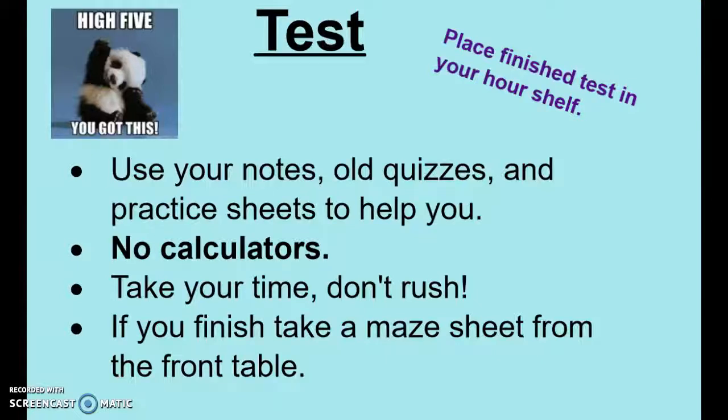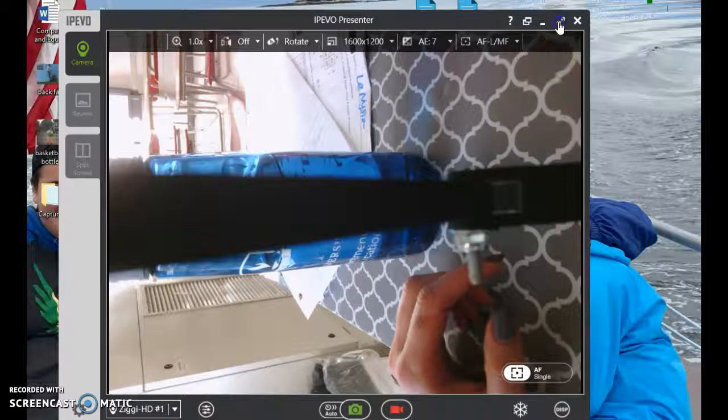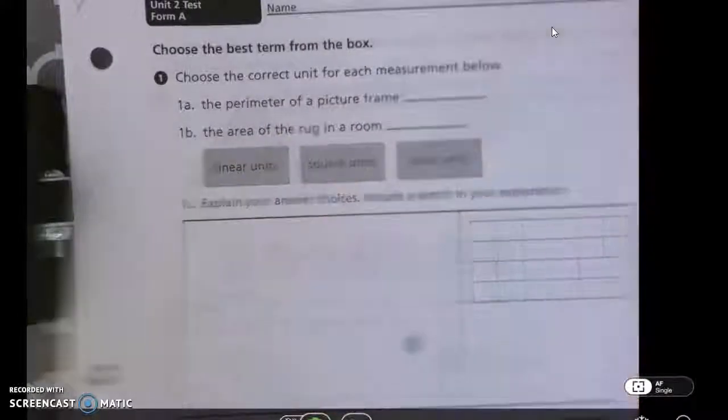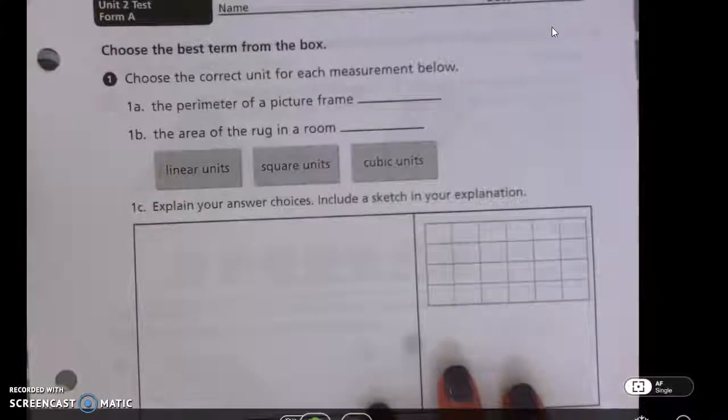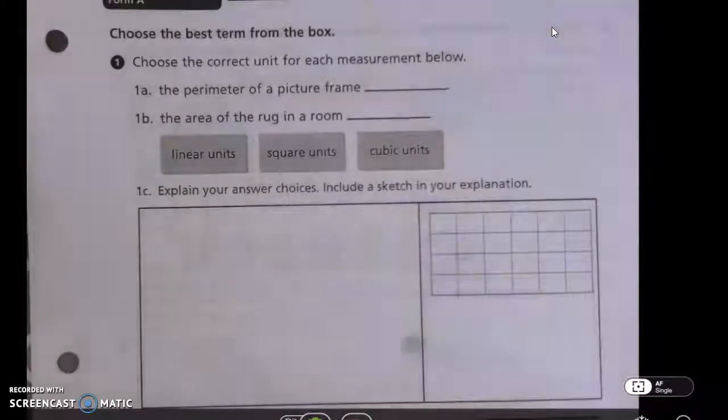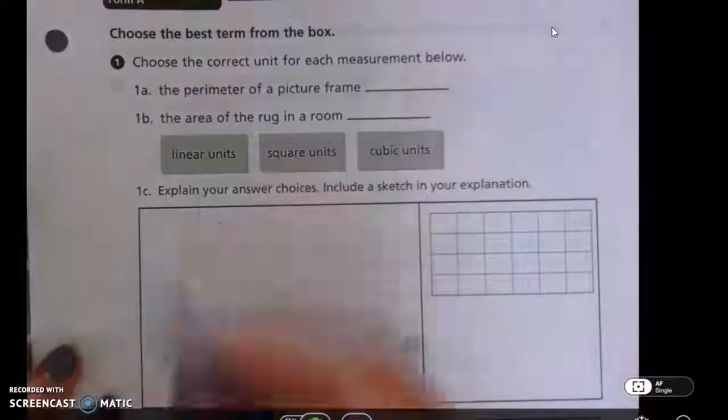Okay? Before you start, I want to go over on your test. I want you all to add something. So I'm going to give you a second. Have the sub pass out your tests. All right, so just like we talked about on our review, okay, I want you to add in linear units.